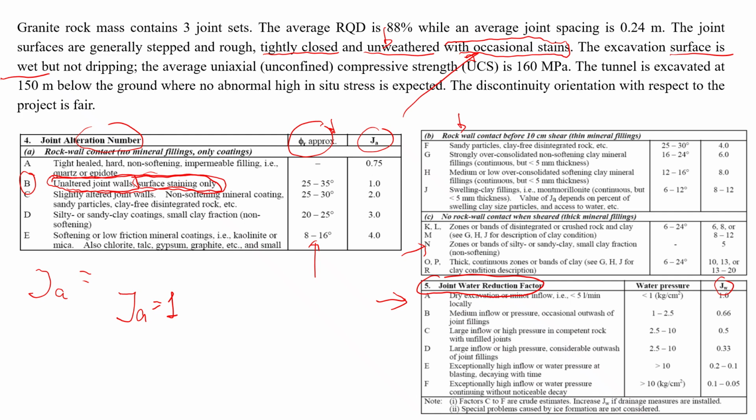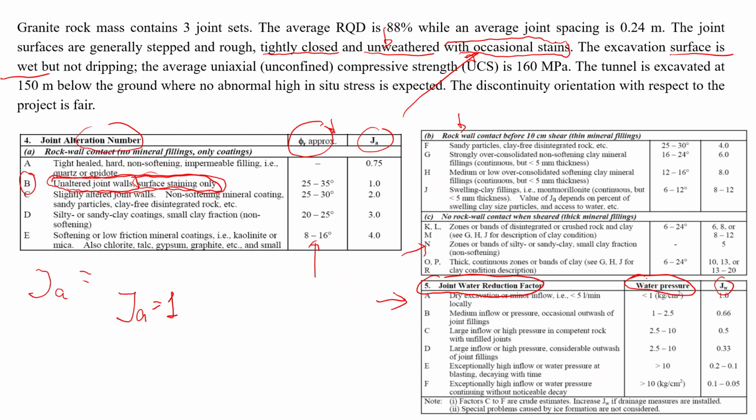So for this case, we are only given some information. We're not given any numbers. Like here, we cannot estimate water pressure because we are not really given much information about if there is a groundwater level or not. So in this case, we're just going to look for the general description.